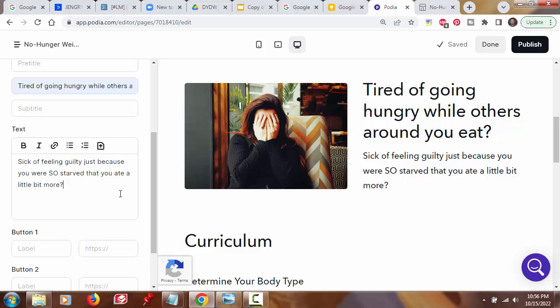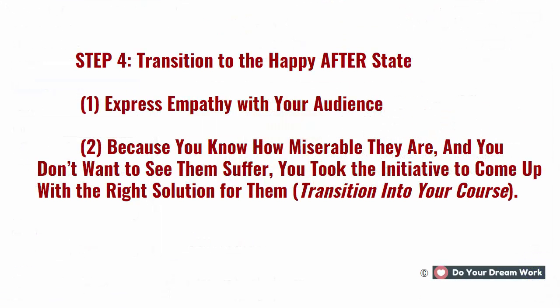Right now we're finished with step 3. We're going to move on to step 4. Now I said before that you're going to let them know that there's a happy after state waiting for them, and that your course is going to be the vehicle that takes them to their happy after state.